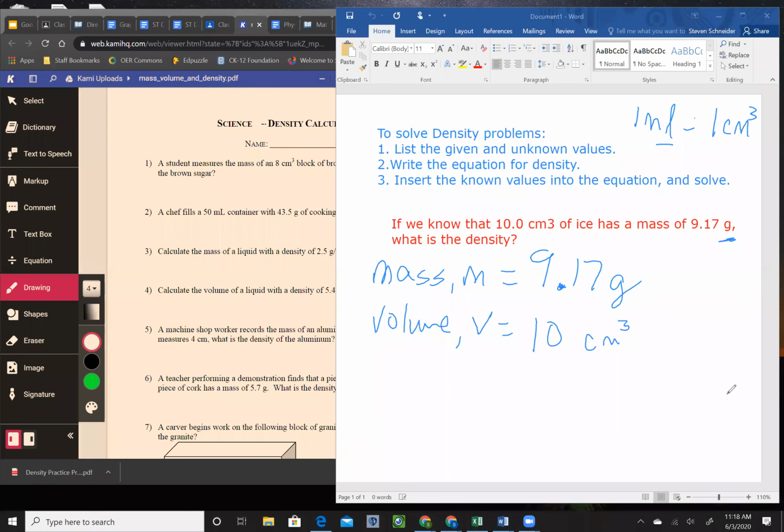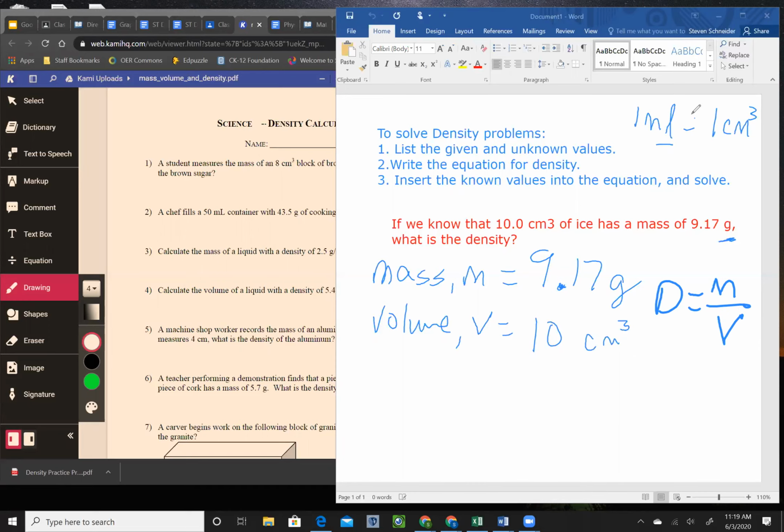So the formula for density, and let me make this a little bit thicker. The formula for density is D equals M over V. Okay, density is D, M is mass, V is volume. So number 2 was write the equation for density, and we did. List the given and unknown values. Whoops, we haven't written the unknown values yet.